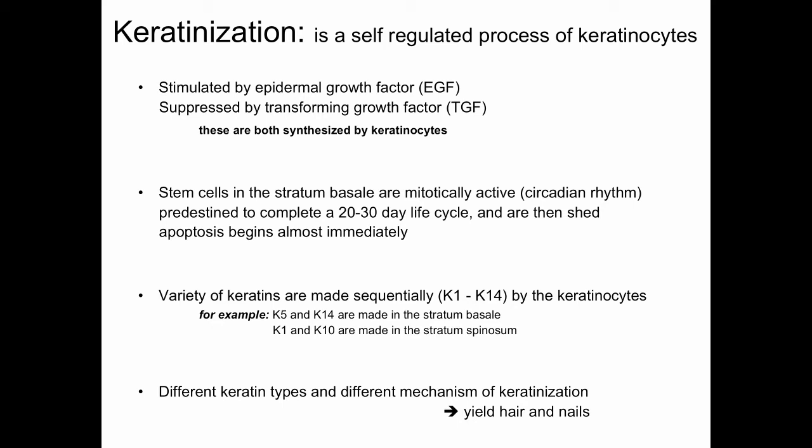There are a variety of keratins that are made sequentially by the keratinocytes. There are at least 14 different types of keratins. I'm not going to expect you to know these, but for example, keratins 5 and 14 are made in the stratum basale. Keratins 1 and 10 are made in the cells of the stratum spinosum. Different types of keratin and different mechanisms of keratinization yield structures like hair and nails.